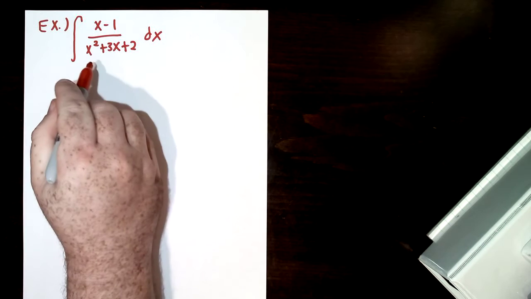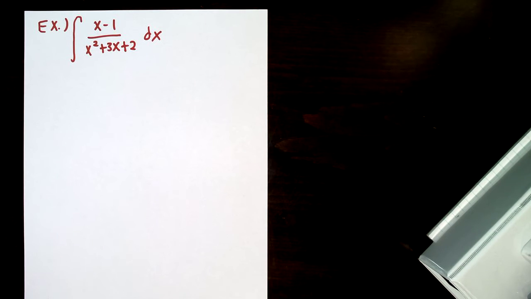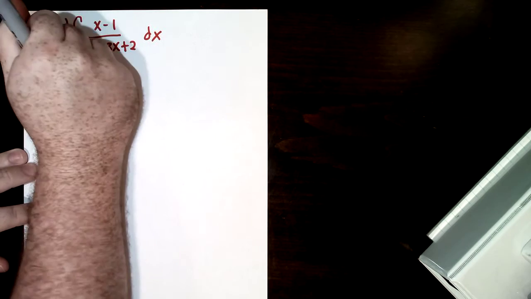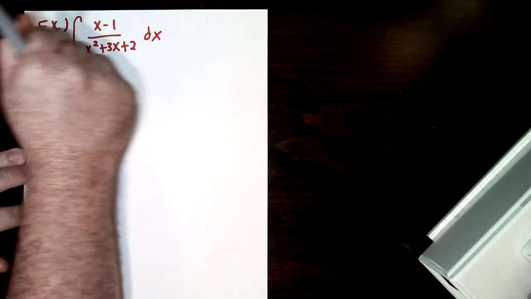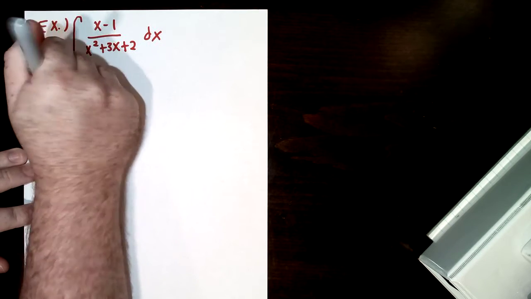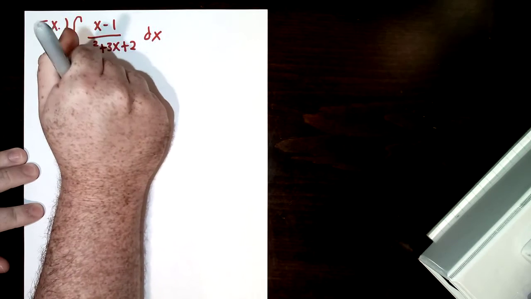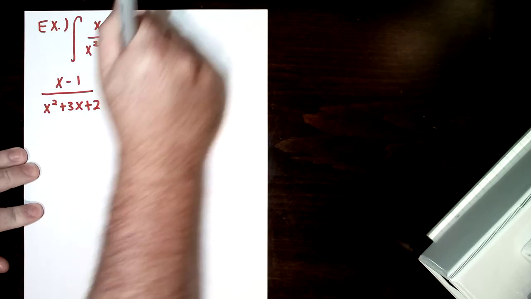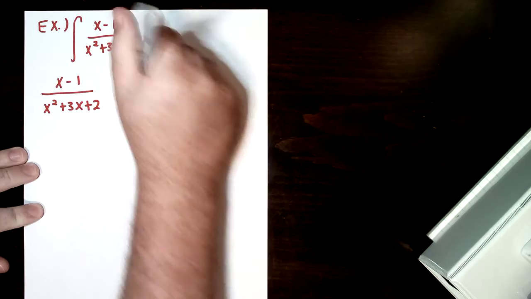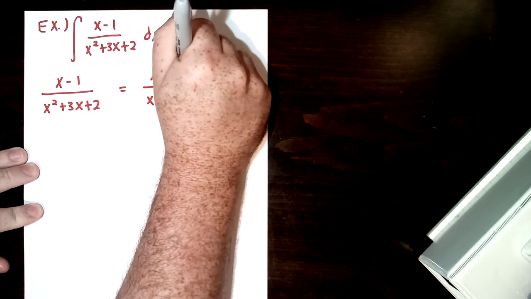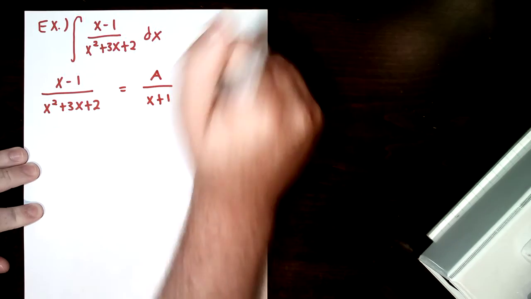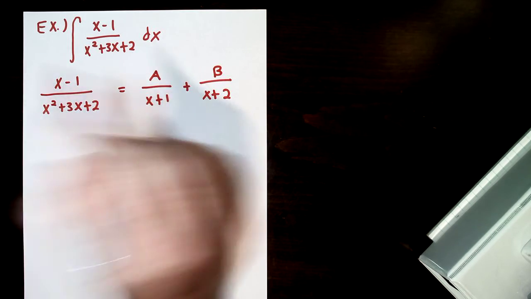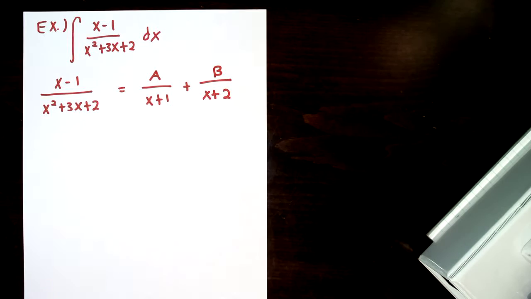Notice that x squared plus 3x plus 2 can be easily factored into x plus 1 times x plus 2. Those are distinct and linear factors. So, x minus 1 all over x squared plus 3x plus 2 can be written as a over x plus 1 plus b all over x plus 2. And it's going to be our job to solve for a and to solve for b.